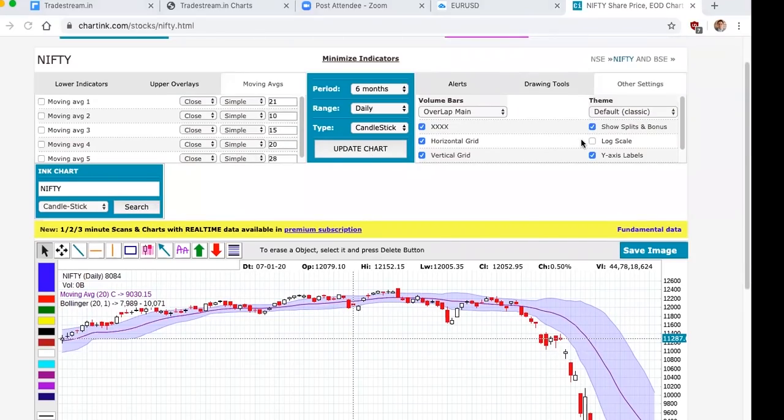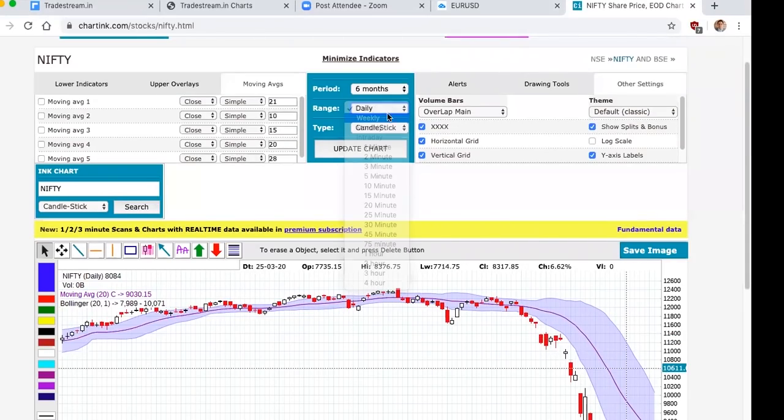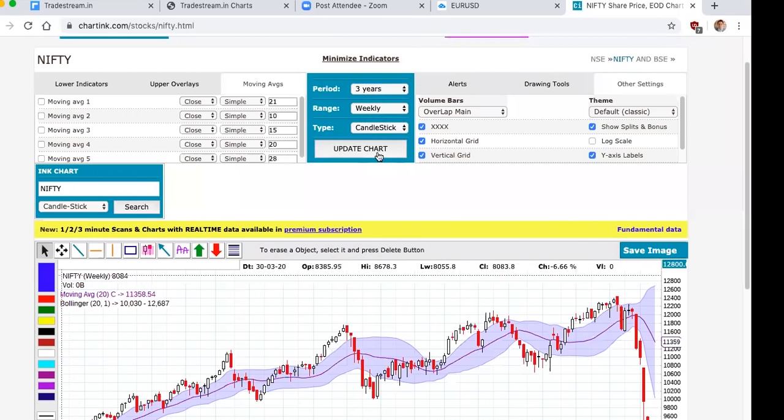आज ही सबको चार्टिंग करनी है. We'll switch to weekly. Say 3 years.